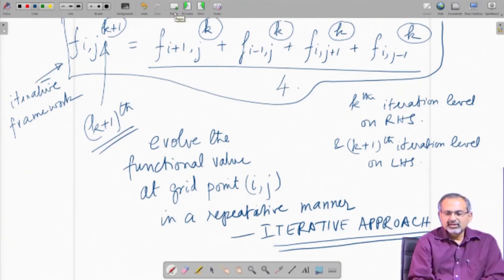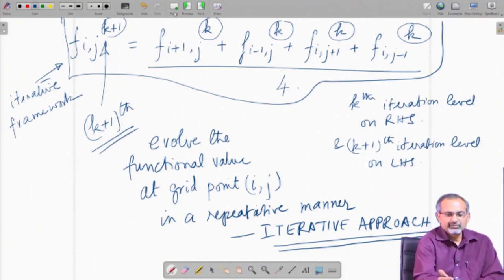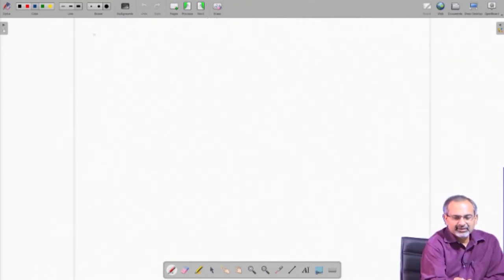Now, as you can understand, to start this calculation, you need to begin somewhere. That means, this kth iteration level values which we are indicating on the right hand side of this equation has to come from somewhere. Where will it come from when you start the whole process of iteration? For doing that, we say we need an initial guess.